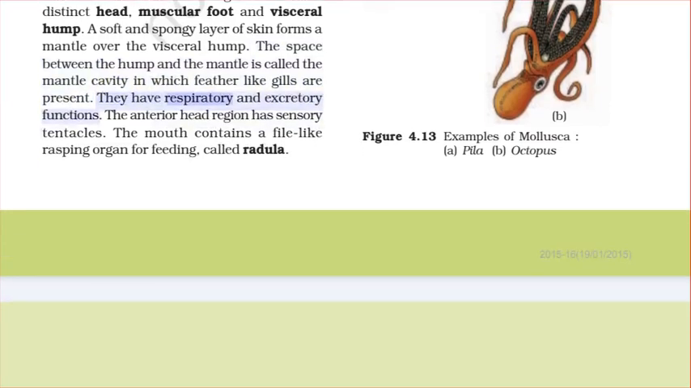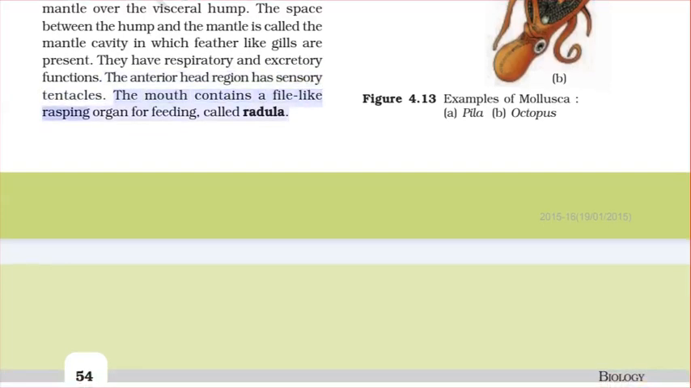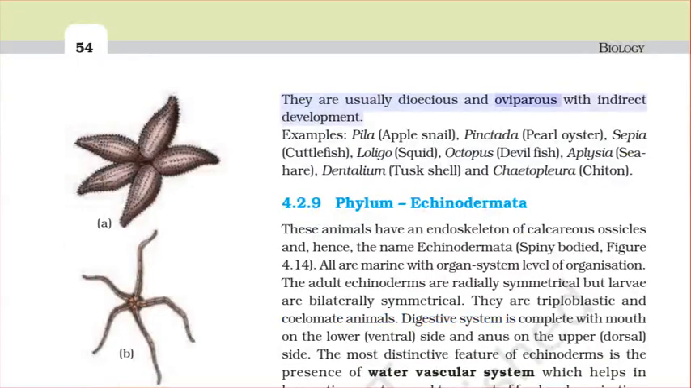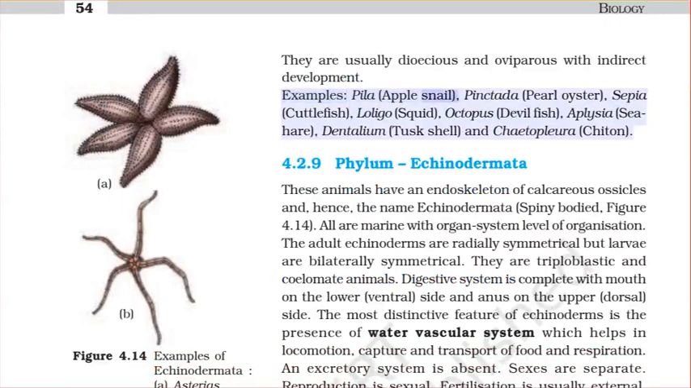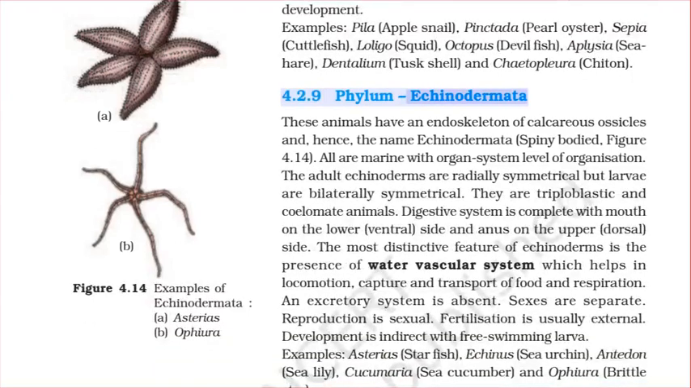They have respiratory and excretory functions. The anterior head region has sensory tentacles. The mouth contains a file-like rasping organ for feeding called radula. They are usually dioecious and oviparous with indirect development. Examples: Pila, apple snail; Pinctada, pearl oyster; Sepia, cuttlefish; Loligo, squid; Octopus, devilfish; Aplysia, sea hare; Dentalium, tusk shell; and Chaetopleura, chiton.